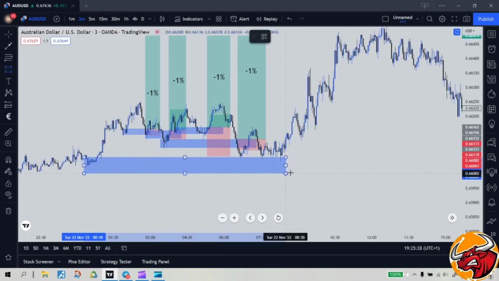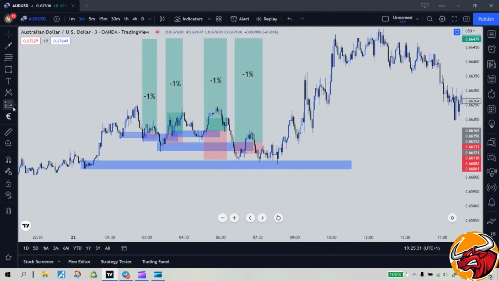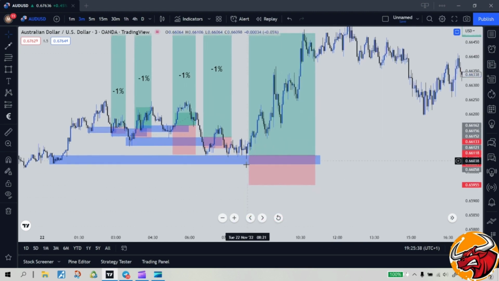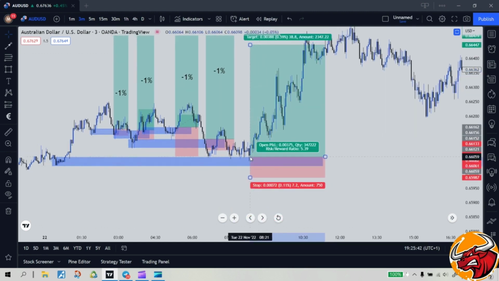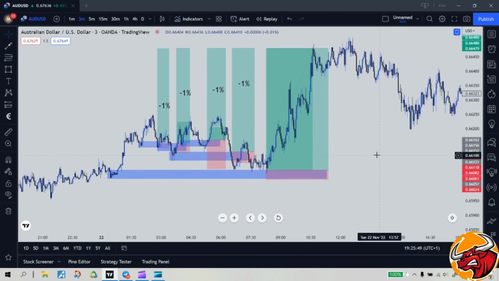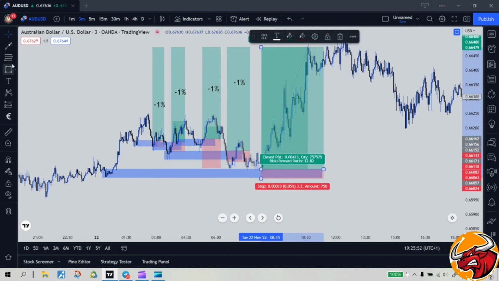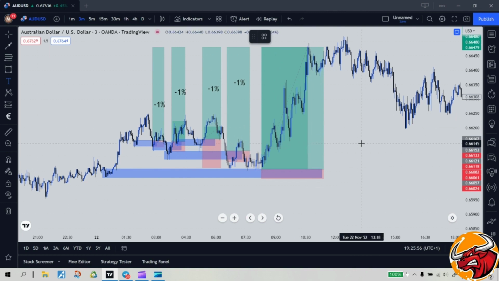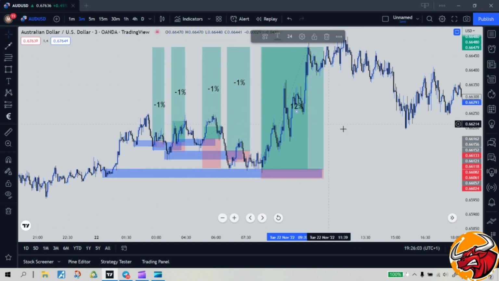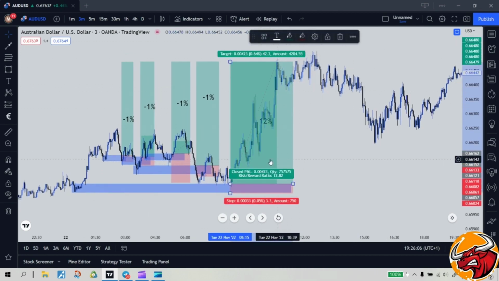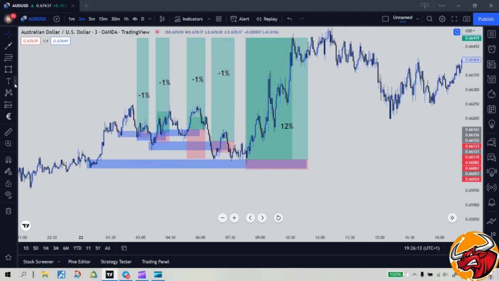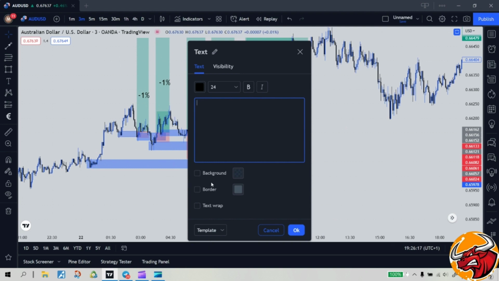But the next demand zone we have is here. And when you take this trade, you risk 1% again to gain 12%. You see here, let's go here, 12%.